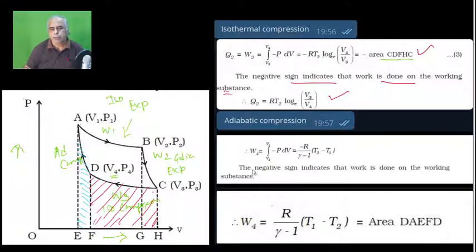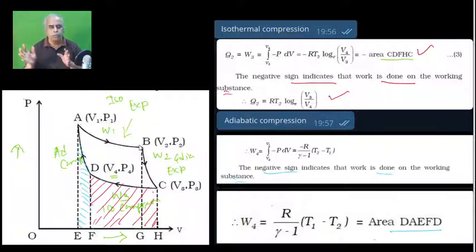Now adiabatic compression, where W4 is treated. So here V4 to V3 minus PdV is equal to minus R divided by gamma minus 1, and there is a drop in temperature T2 to T1. So T2 minus T1. Again the negative sign indicates the work is done on the working substance. Okay, right. Now W4 is equal to R divided by gamma minus 1 into T1 minus T2, and this area, A, D, A, E, F, D, indicates the adiabatic compression.